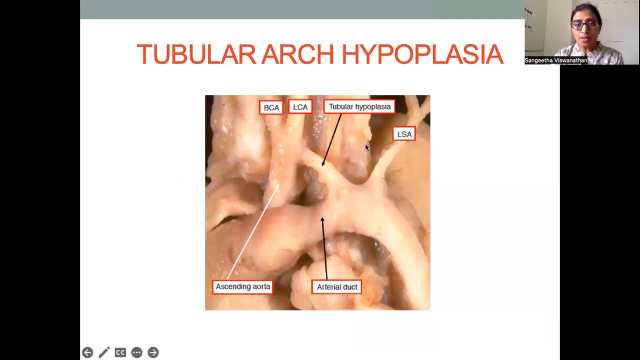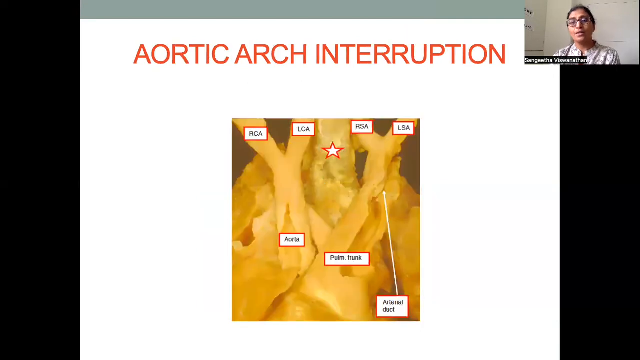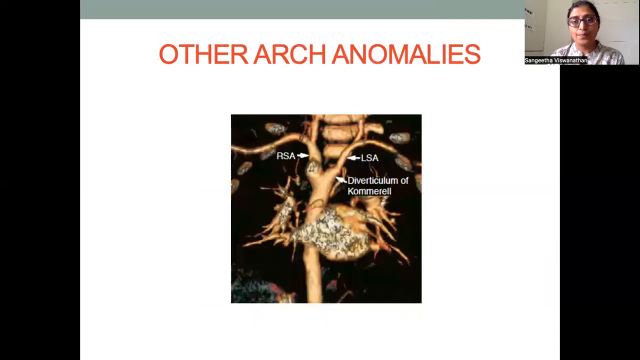Okay. Here you see this looks like the arch, but actually this is the arch. Okay. This is the large PDA, and this is actually the transverse arch, very hypoplastic. Okay, so this requires extensive arch reconstruction. This is an example of arch interruption. There is no arch here. You just have the vessels heading upwards. So it's a very typical appearance of arch interruption.